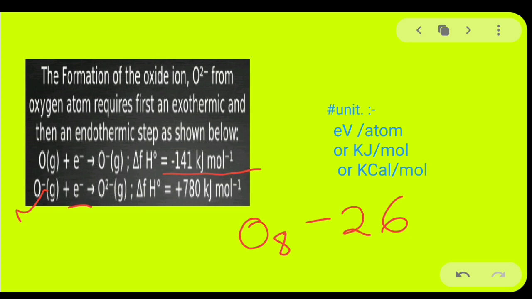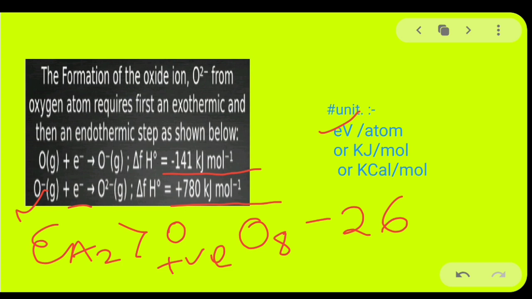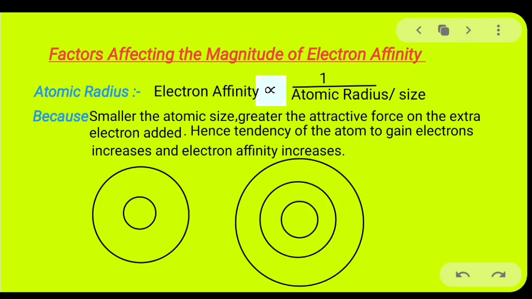So, what is the amount of energy required here? The amount of energy required here is 780 kilojoule per mole. Hence, EA2 is always greater than 0, that is, always positive. Now, let us discuss how we can measure the energy of electron affinity. Electron affinity energy can be measured using the units electron volt per atom, or kilojoule per mole, or kilocalorie per mole. Now, let us discuss the factors affecting the magnitude of electron affinity.